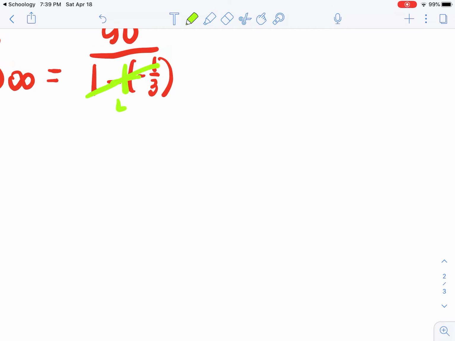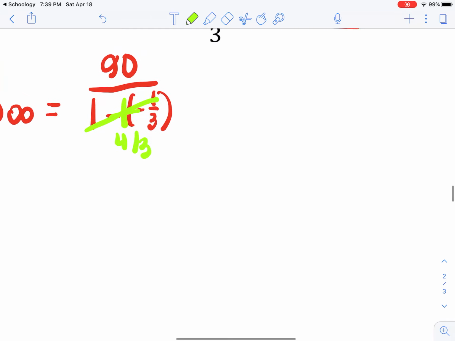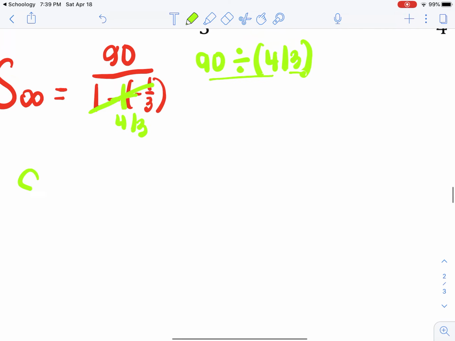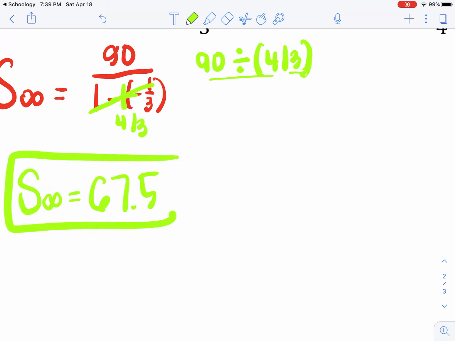So 1 plus 1/3 is 4/3. And then I'm doing 90 divided by 4/3. If you're using your calculator, make sure you type 4/3 in parentheses, because if you don't, it's going to divide by 4 and multiply by 3. We want to divide by 4/3. All right, so the sum of that infinite series is 67.5.